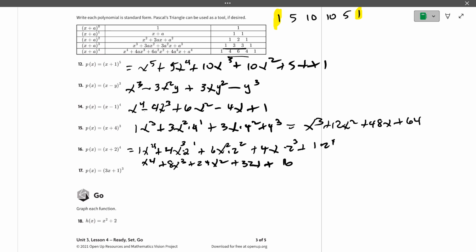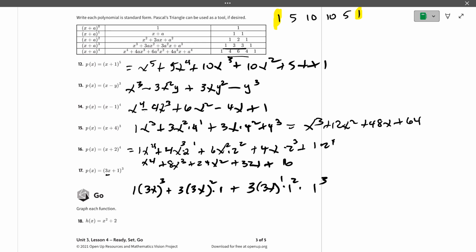Okay. So the next one, I'm going to use the 1, 3, 3, 1 pattern. 1 times 3x to the third. Now, you got to be careful here. This 3x is in parentheses. Okay, then what? Then a 3 times 3x to the second times a 1. And then plus another 3, because it's 1, 3, 3, 1, times 3x to the first, basically times 1 to the second. Doesn't matter. And then plus 1 to the third.